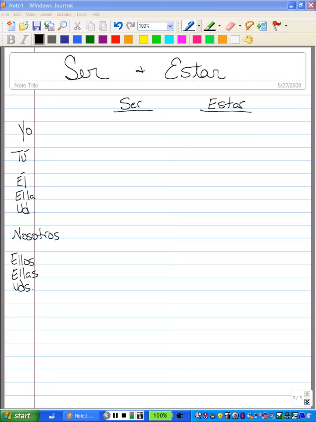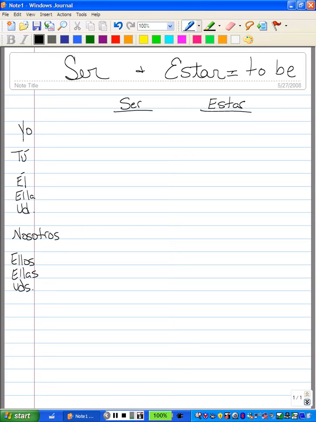What we're going to be talking about today are the differences between the verbs ser and estar, how to conjugate them, how to know when to use each one in different sentences, because both ser and estar mean to be. So that means in Spanish there are two different verbs that mean to be. You have to know when to use the verb ser and when to use the verb estar. You can't just use them interchangeably.